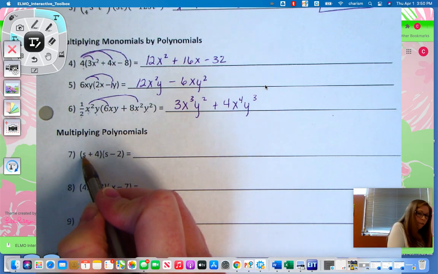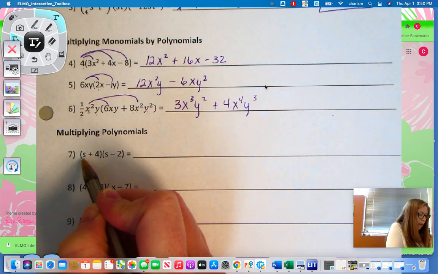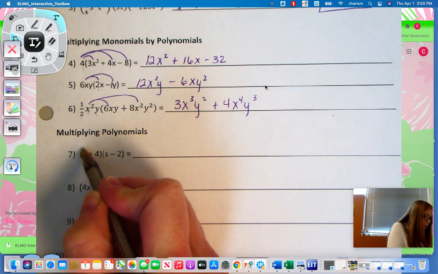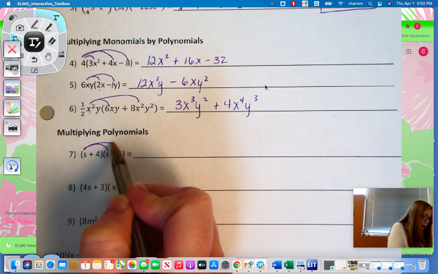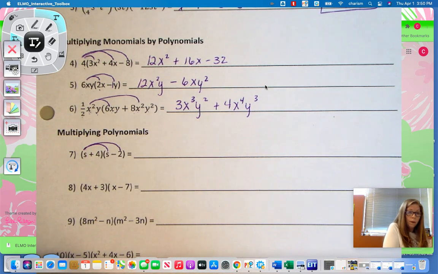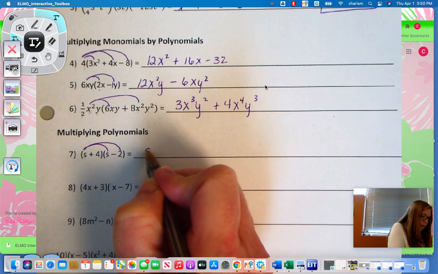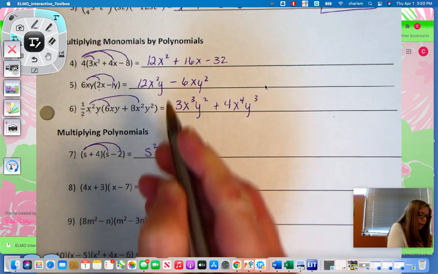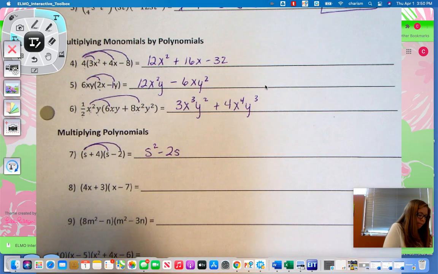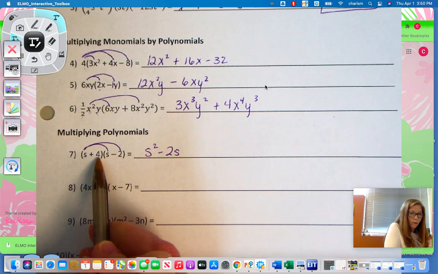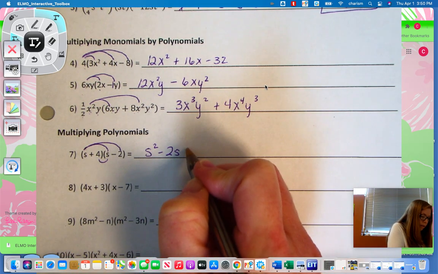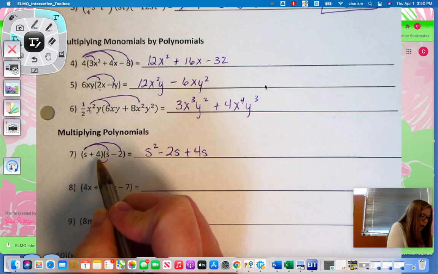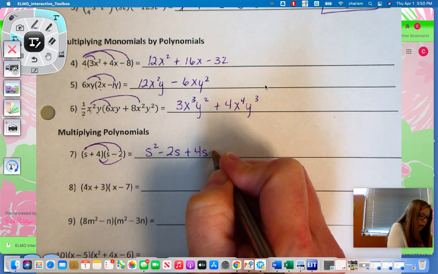So stick with this and really learn this. We're going to start with our first term in our binomial, and we are going to multiply it to our other binomial. So we're going to do s times s, and then s times -2, distributive property. So we've got s times s is s squared. S times -2 is a -2s. And then we're going to go to the next term and distribute that term to our other binomial. So we have 4 times s, and it's a positive one, and 4 times -2, which is a -8.